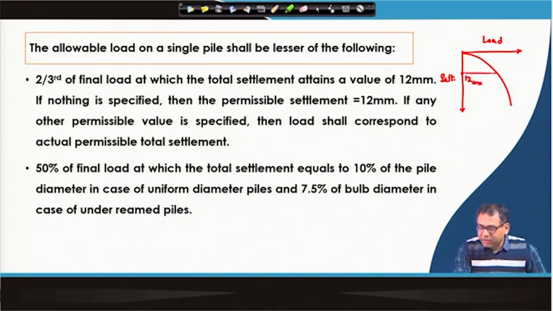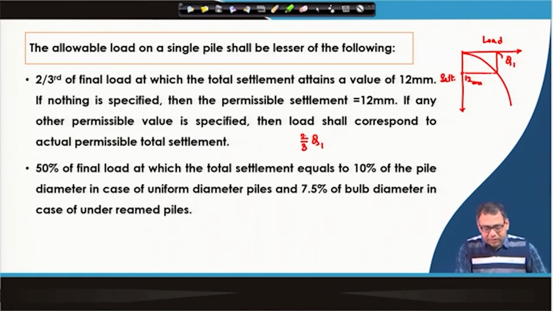So, we will calculate corresponding to this load Q1. We will take 2/3 of Q1, corresponding to 12 millimeter. If another permissible value is specified, then you have to go for that value. If nothing is specified, then we will consider 12 millimeter as the permissible settlement for a single pile. If any other value is specified, then you have to go up to that settlement. But here nothing is specified, so we are taking 12 millimeter. So, it is 12 millimeter corresponding to Q1, and we are taking 2/3 of that Q1.